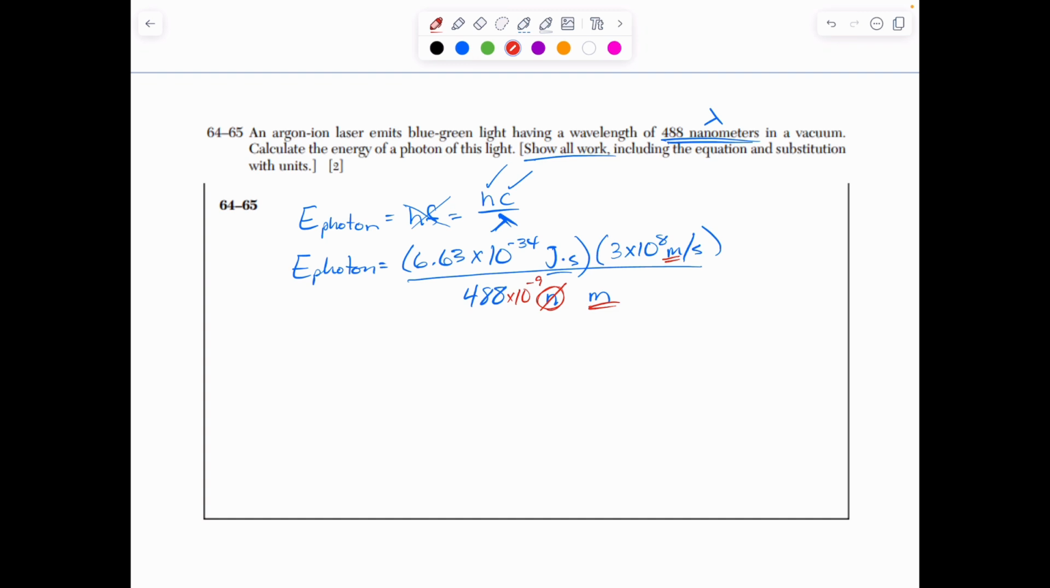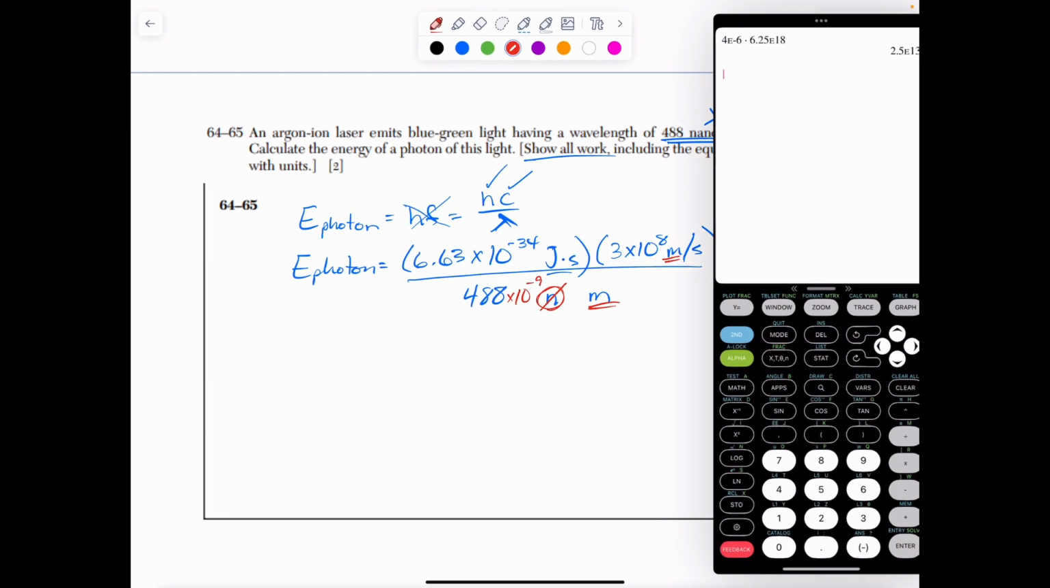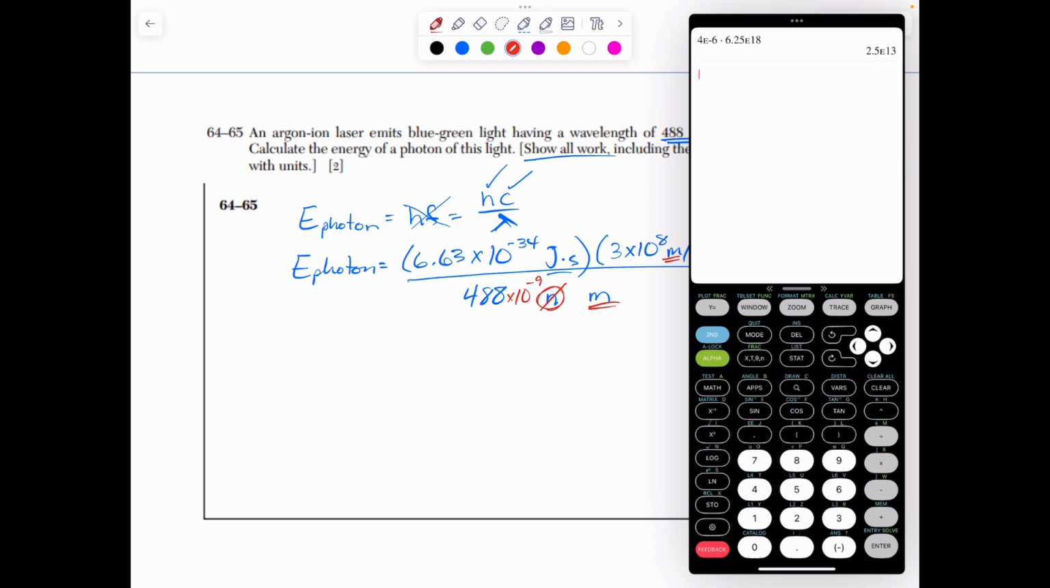Okay, and so now we got a little bit of calculator work. Let's pull up our calculator. We can do this together. So we have 6.63, and then we're using the second EE button to put our 10 to the negative 34 times 3 second EE 10 to the 8th, and then we're going to be dividing by 488 second EE negative 9.